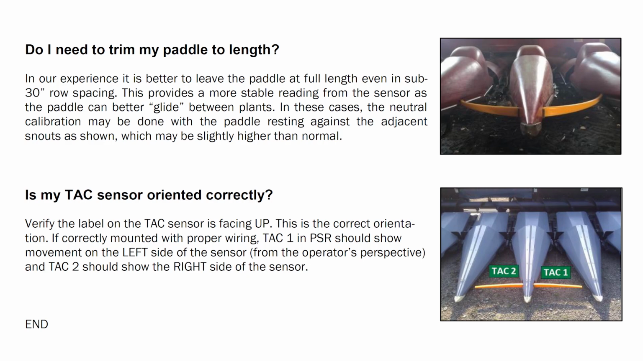The last section is my TAC sensor oriented correctly. As we discussed earlier, we want to make sure that TAC 1 is the left side, TAC 2 is the right side, and that can be verified in our TAC configuration page, just verifying that when you press in on the left side, the TAC 1 value goes up. When you press in on the right side, the TAC 2 value goes up. If not, verify your sensor's right side up and make proper corrective actions.